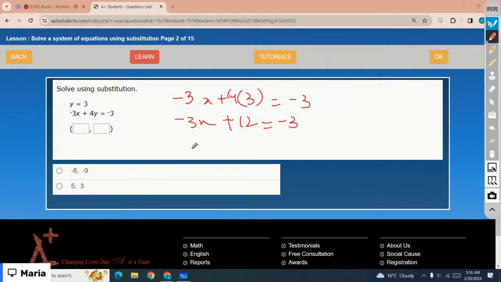Move 12 to the other side, that is negative 3x equals negative 3 minus 12. So negative 3x equals negative 15. Divide both sides by negative 3. So x equals 5, right? So the correct option is the second one. y has the value 3, here is the value of y that is 3 and here is the value of x. So the solution of the system of equations is 5 and 3. Got it?